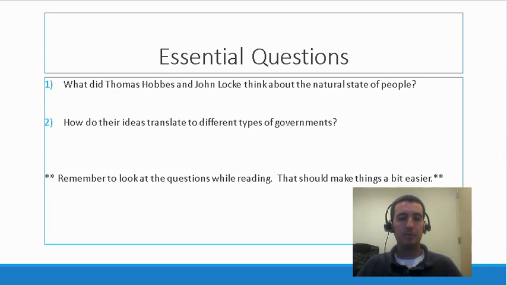Second question is, how do their ideas translate to different types of government? What does that mean? It just means when you look at their ideas, does it remind you of any types of government you've seen in classes, you've seen on the news, or anything like that? You're going to see that one tends to be somebody that will probably like a dictatorship, where there's like one person in charge, and you're going to see that the other one would probably like some kind of thing where there's government, but people do have some rights and some freedoms to speak up.